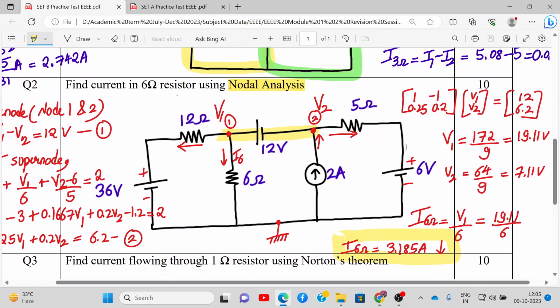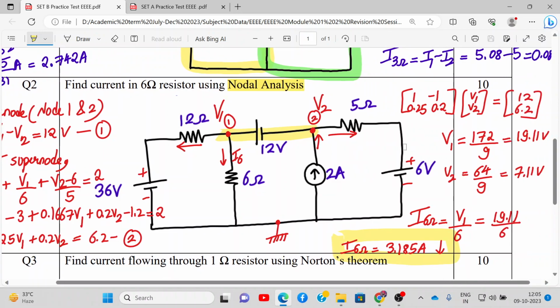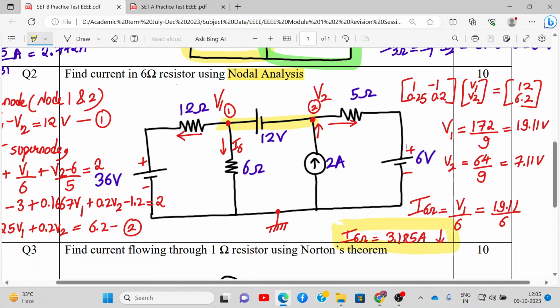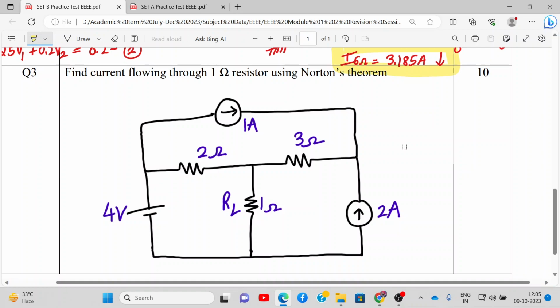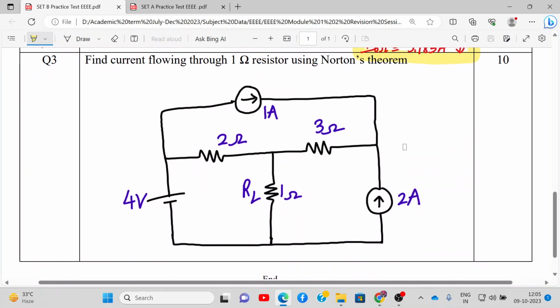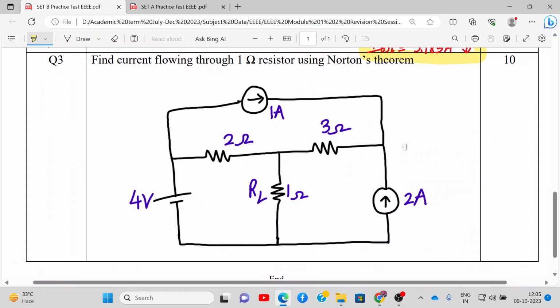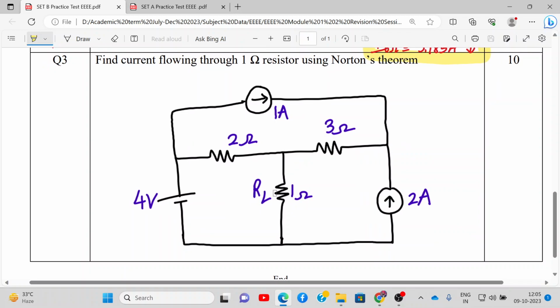Alright, so here it is, question number 2, and it is asked for 10 marks. Alright, now we'll go to the next numerical number 3. Here it is also asked for 10 marks. We need to find the current through 1 ohm resistance.